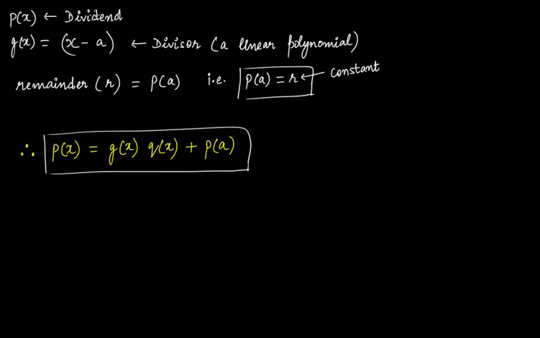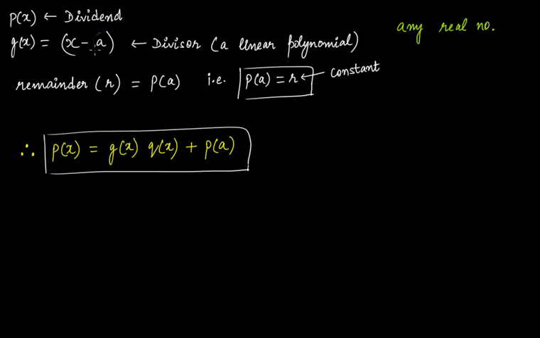Now, when we discussed remainder theorem, we took p(x) as dividend, g(x) as a linear polynomial where g(x) is equal to x minus a. This is a divisor. This is a linear polynomial which is a divisor, and that's why we say that when p(x) is a dividend and g(x) is a linear polynomial divisor, the remainder will be equal to p(a). That is, you take this a from here. a is any real number.